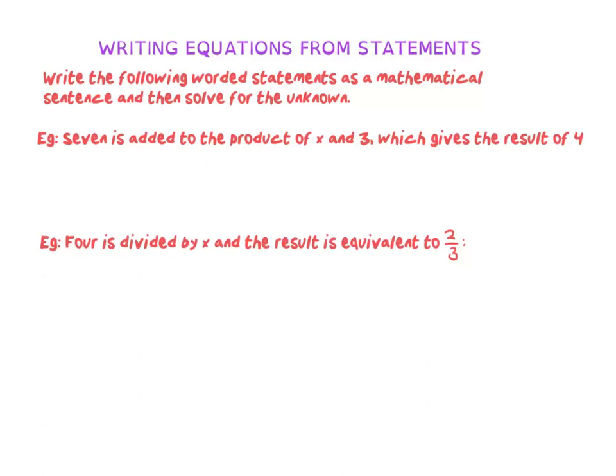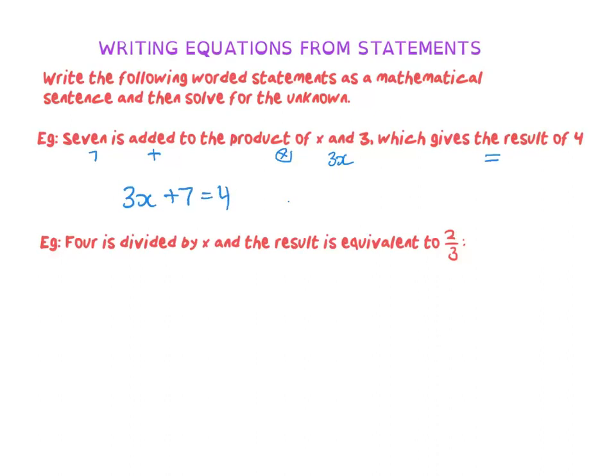So example 1: 7 is added. It's easier if you start writing maybe mathematically what these things are underneath. So 7 is added to the product, which we know is times, of x and 3. If you times x and 3, you'd get 3x, and which gives the result. That's a way of saying equals, and we've got 4. So if you reread it, 7 is added to the product 3x. I've got 3x and I've added 7 to it, and the result is 4.